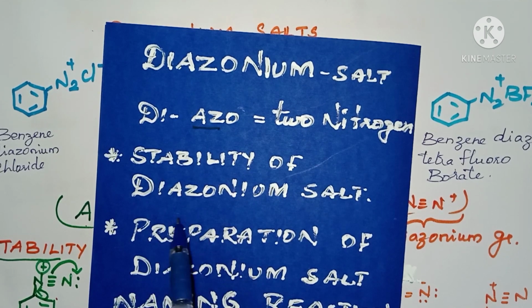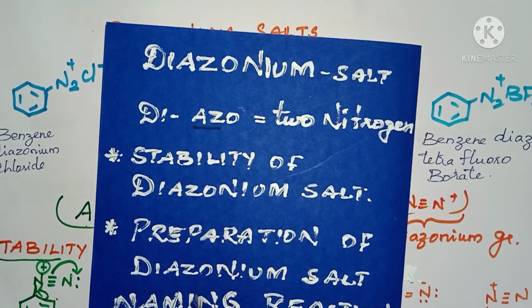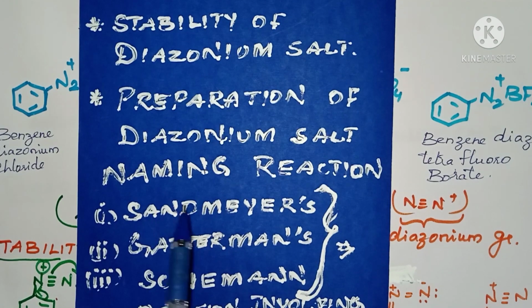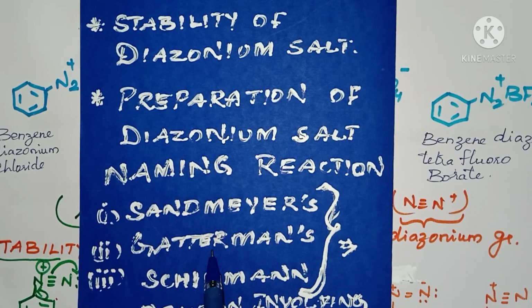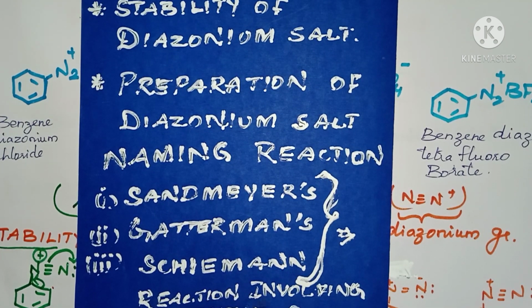So in this, what are the points we are going to discuss? Stability of diazonium salt, whether it will be stable or not, that one we are going to discuss. Another one, preparation of diazonium salt, which is very important, and naming reactions. In that, Sandmeyer's reaction, Gattermann's reaction, Schiemann's reaction, all these reactions we are going to check. All these reactions involve removal of the group. Okay, let us discuss all these points.